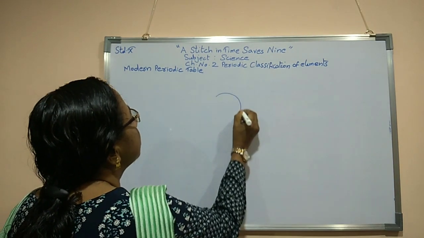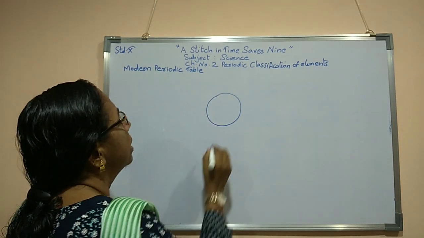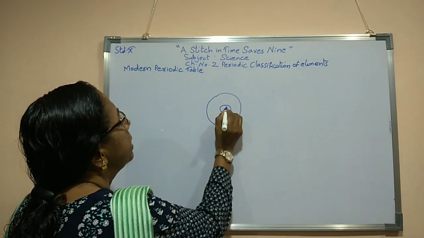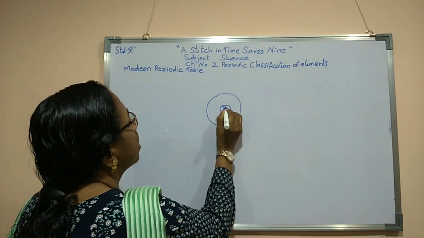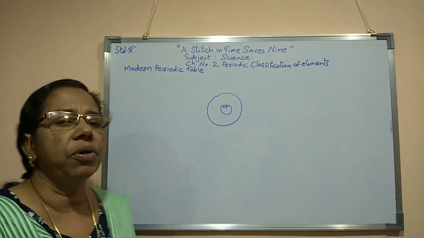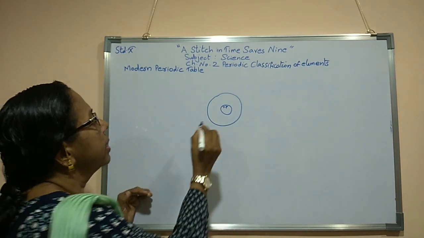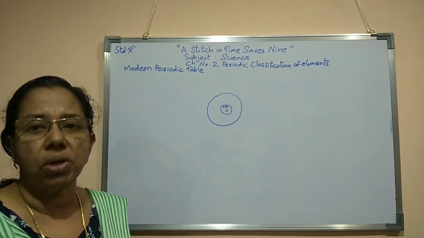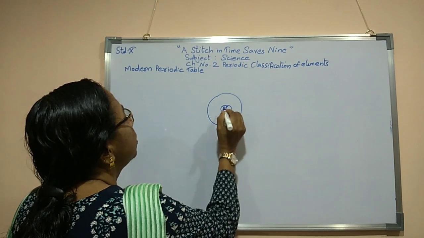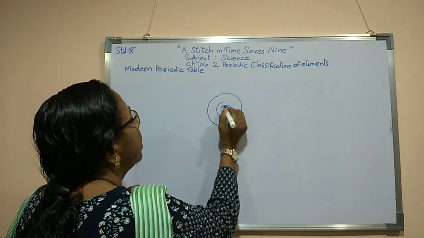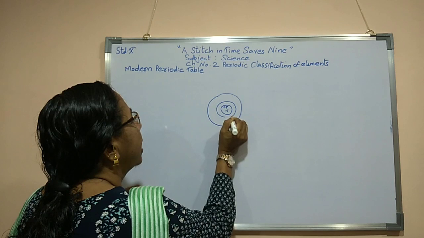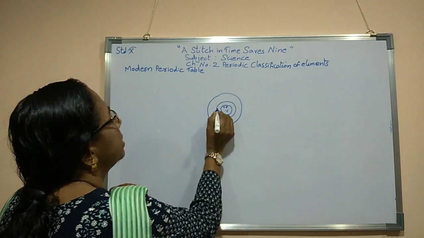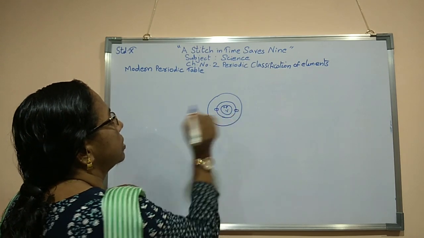Just imagine, this is the atom. At its center, there is the nucleus. In it, positively charged particles are there, known as protons. Then, chargeless particles are there, known as neutrons. Around the nucleus, there are a number of orbits, depending upon the element. In each and every orbit there will be electrons.